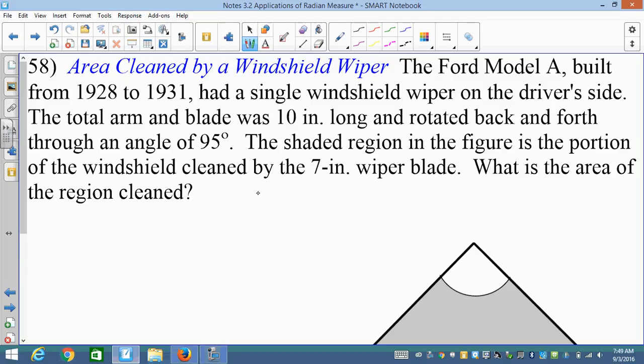So I'm going to go ahead and write this. The area of the region cleaned is, and I'm going to leave it blank, and we already know it's inches, so I'm going to write inches squared. So all I have to do is fill in the blank.